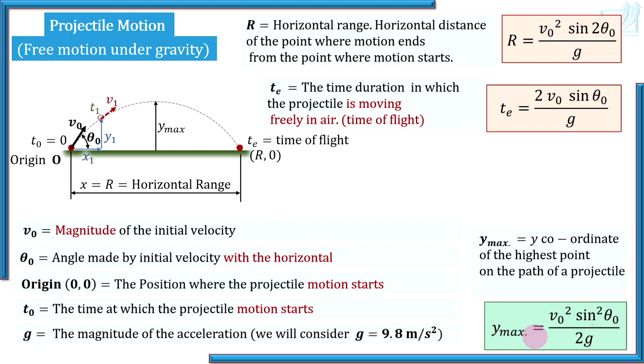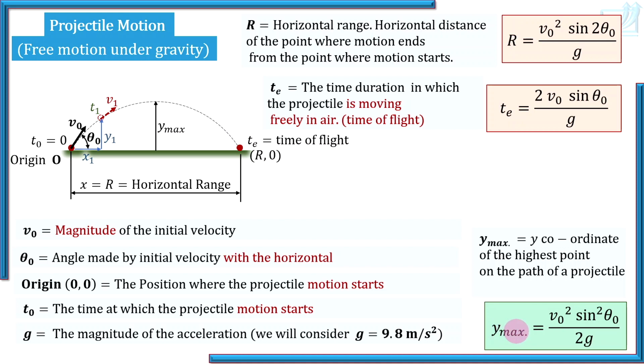So y max is equal to v0 squared sin squared theta 0 divided by 2g. Remember the formula very carefully. Y max is equal to v0 squared sin squared theta 0 divided by 2g. What is y max? Don't blindly say maximum height reached by the projectile. It will create confusion while solving problems.